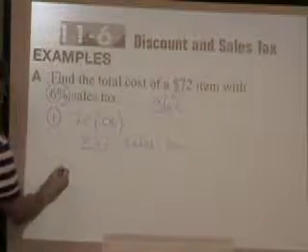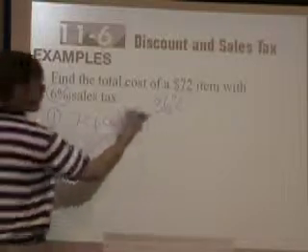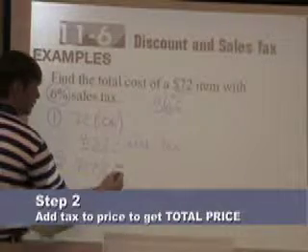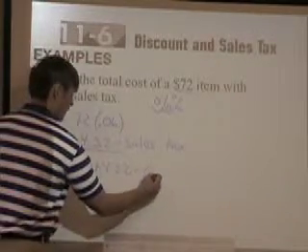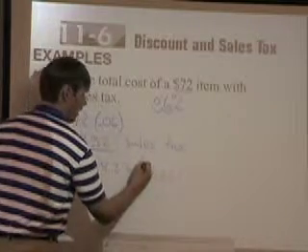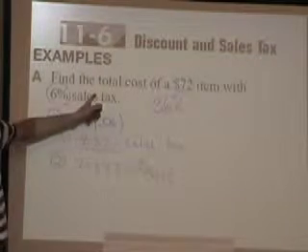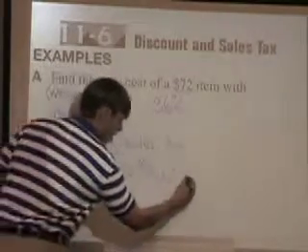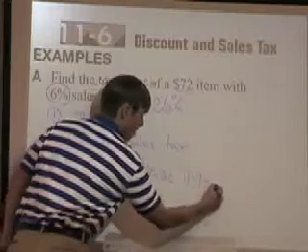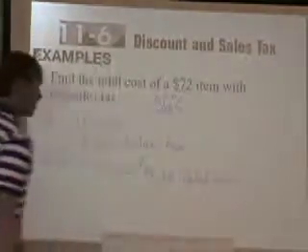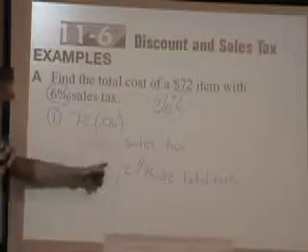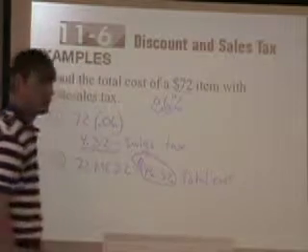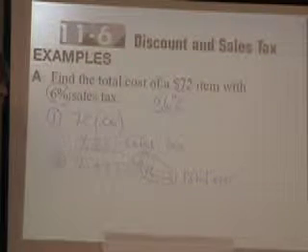Okay? Now the second step is just to add your sales tax to the original price. $72 plus $4.32 equals $76.32. And this right here is what they wanted. See, in the instructions it says find the total cost. This is the what? Total cost. Okay? So we calculated the sales tax and added it up and got the total cost. You see that? So it's only 2 steps. It's only 2 steps, that's it.